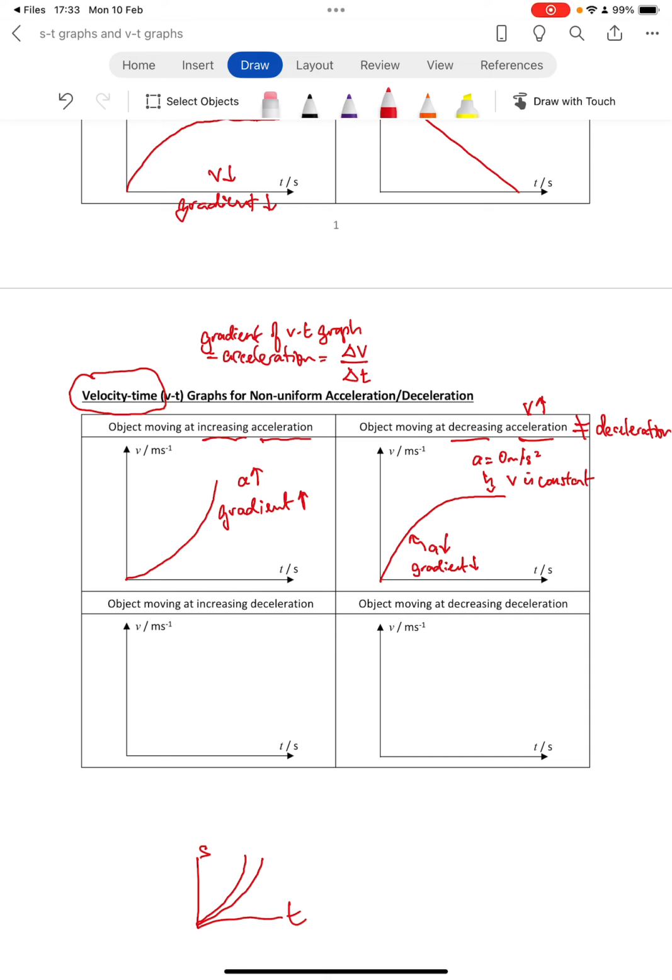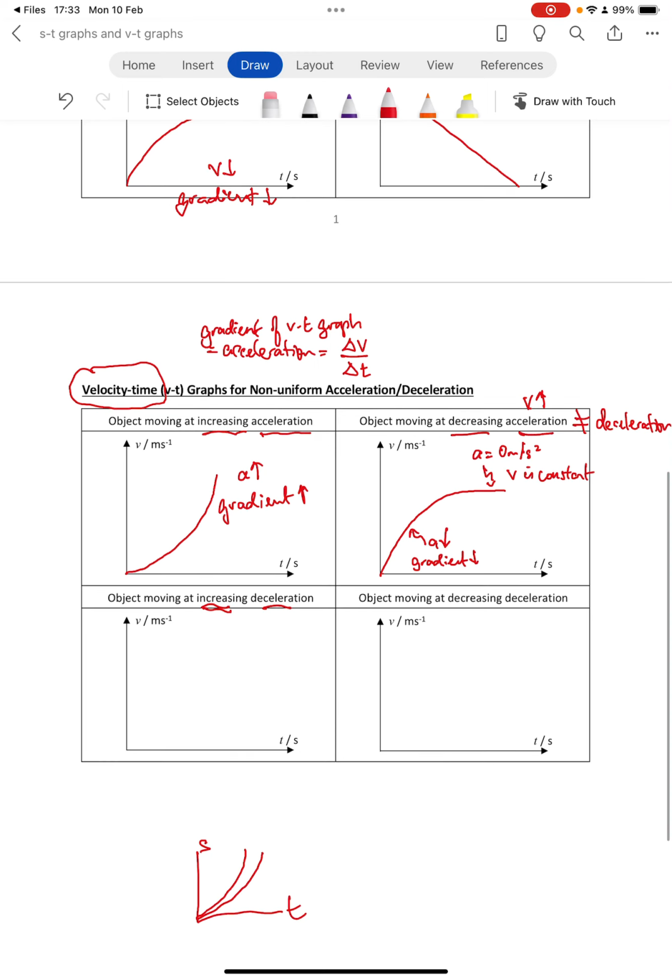All right. So next one, we have increasing deceleration. So what does this mean? Deceleration means that the velocity is decreasing, right? So the line will be going down. And increasing deceleration tells us that the gradient is becoming steeper and steeper, right? The line is going down, but it's becoming steeper and steeper, so it will look like this. Okay, so the gradient is becoming steeper and steeper, right?